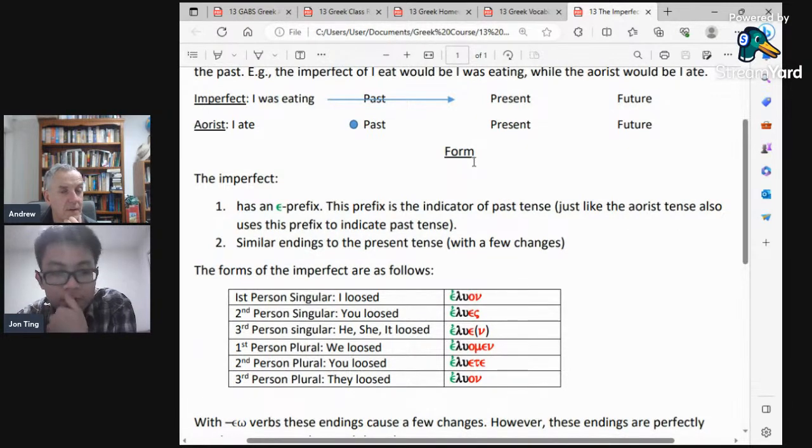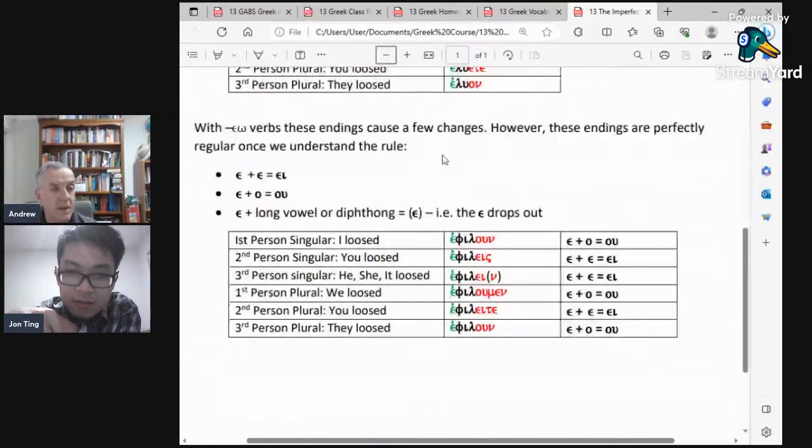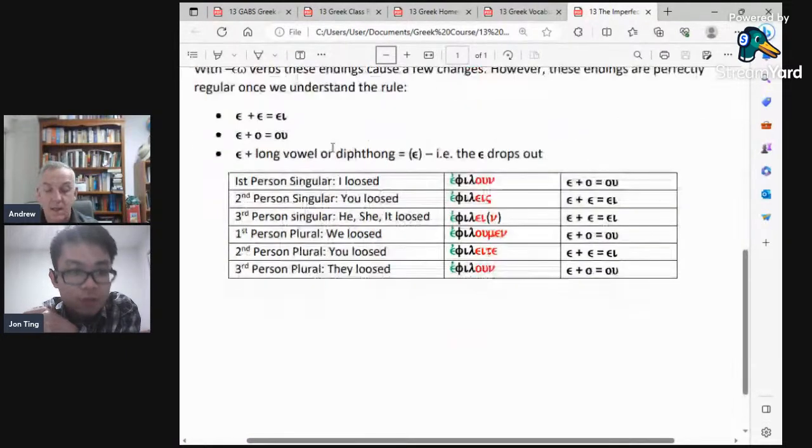Yep. So the third example for the EO terms, I'm just wondering if there's any example for that one. So the third case, if you scroll down a little bit more. Yep. So that third case, epsilon plus a long vowel.